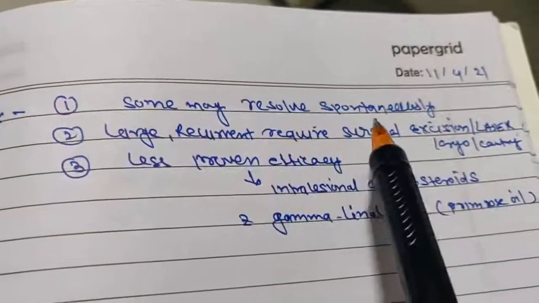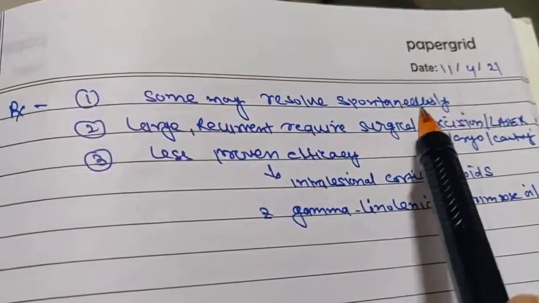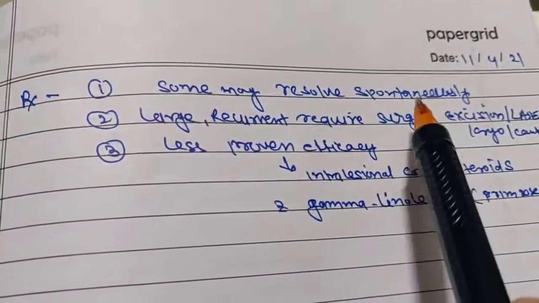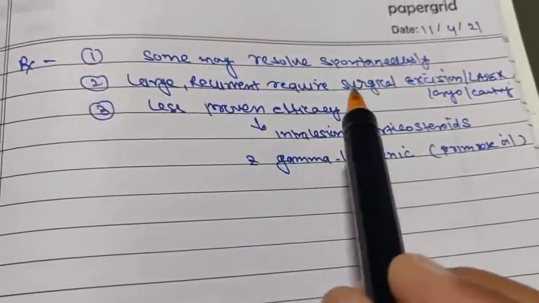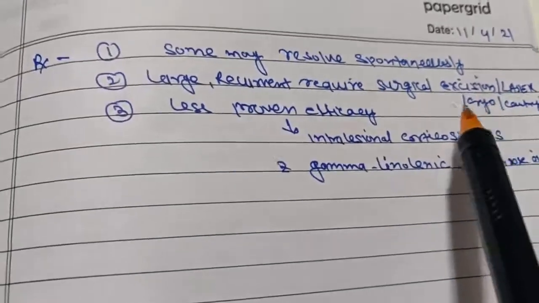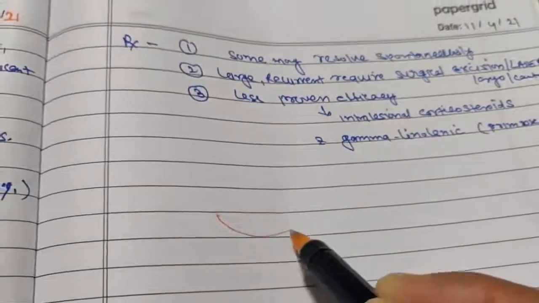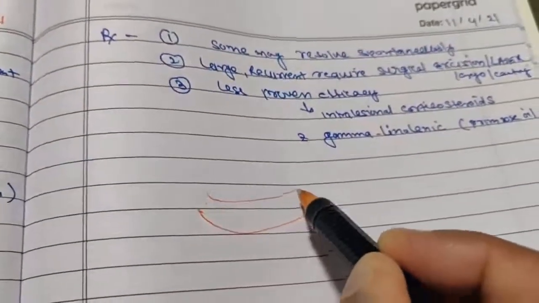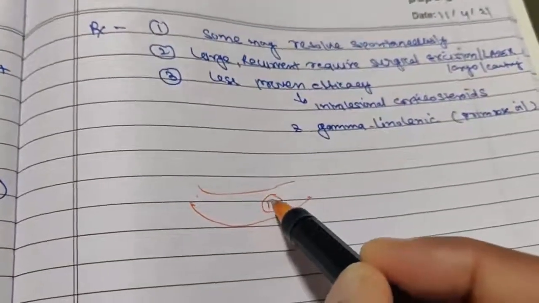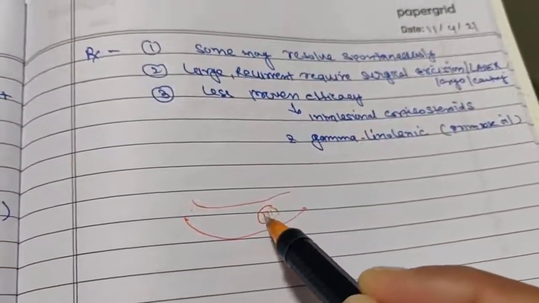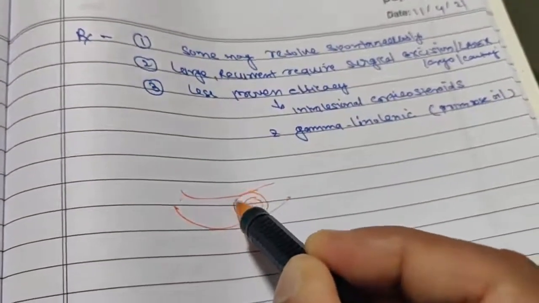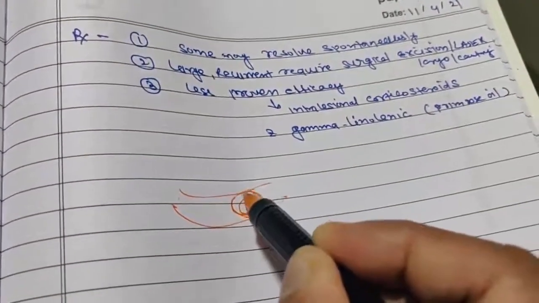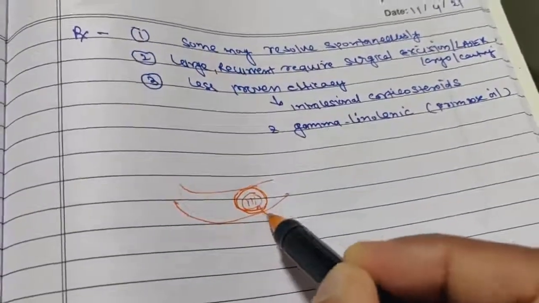Some may resolve spontaneously if they are small. If it is large or recurrent, it requires surgical excision or laser surgery, like this. If this is a mucocele on the lower lip, you have to do laser, cryo or any cautery. You have to remove it with margin, clearly excise it.